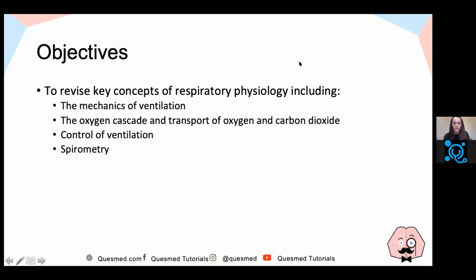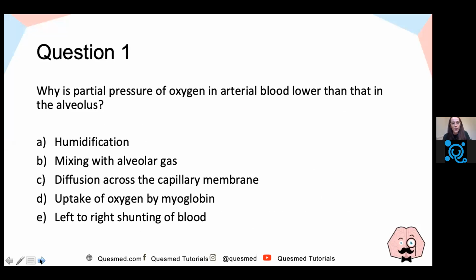Okay. So without further ado, our first question: why is the partial pressure of oxygen in arterial blood lower than that in the alveolus? Is it due to humidification? Is it due to mixing of gas with the alveolar gas? Is it diffusion across the capillary membrane? Uptake of oxygen by myoglobin? Or left to right shunting of blood? So we'll give you a few seconds to answer that question, and then we'll go through the answers.